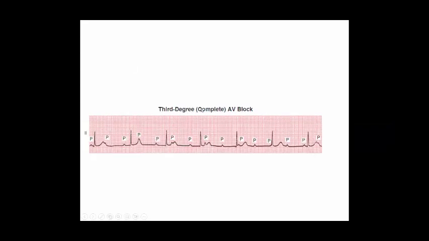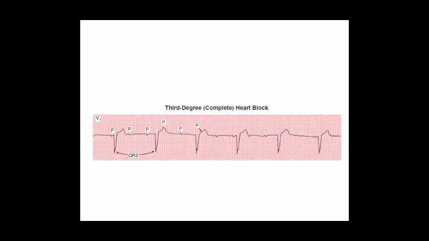And if I have no conduction at all, with regular P waves, regular RR interval, but completely irregular PR intervals, this is complete heart block, and usually this needs pacing, either temporary if there is a reversible cause or permanent if there is no reversible cause.